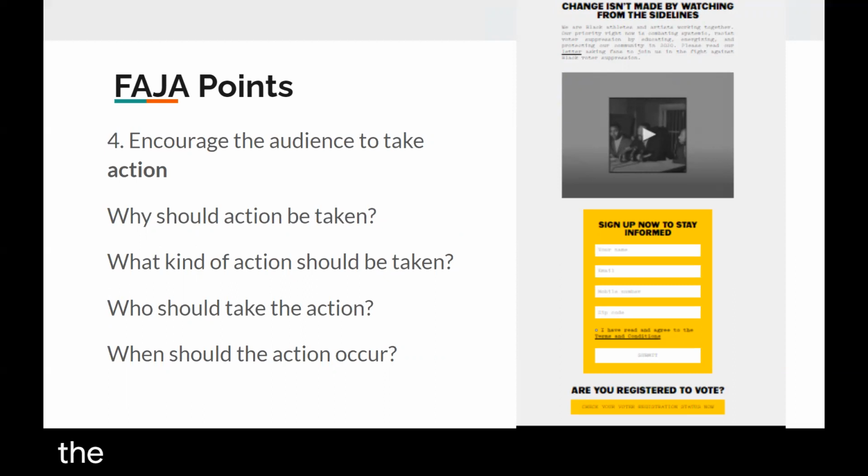Who should take the action? You typically don't want every single person to take the action. You want only specific people to do it. And then when should that action occur?